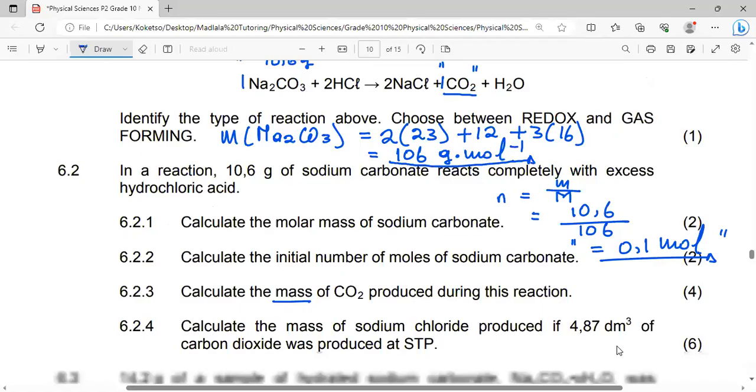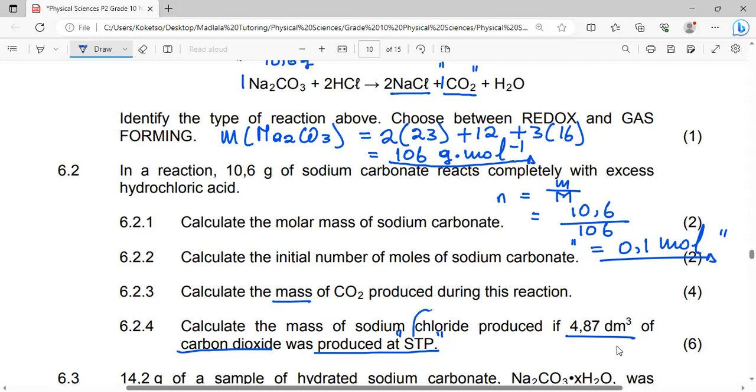Now 6.2.4, calculate the mass of sodium chloride, one of the products there. So in fact, the mass of sodium chloride that is produced, if 4.87 cubic decimeters of carbon dioxide was produced at STP. So now we are looking for the mass of sodium chloride, but what are we given? We are given the volume, and we are also given that carbon dioxide is produced at STP. So what do we know about STP? Something that is relevant to this situation.